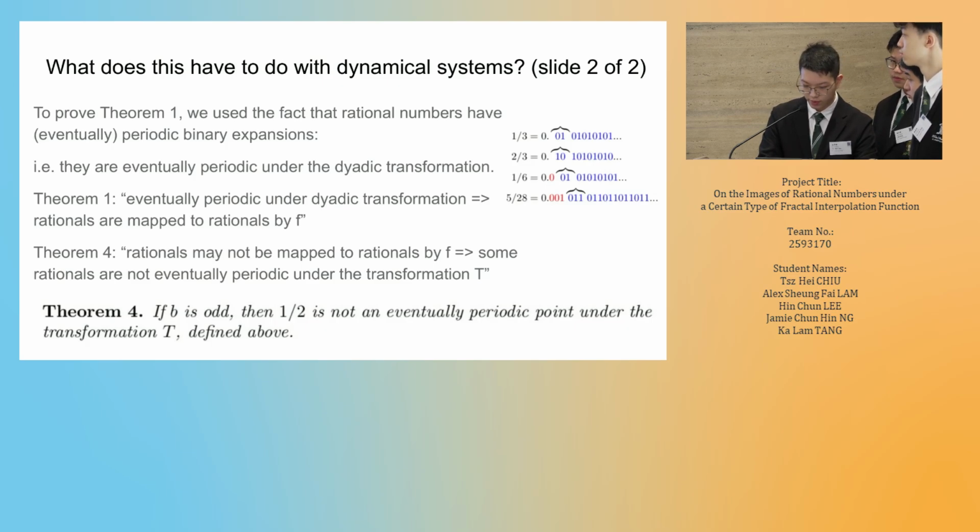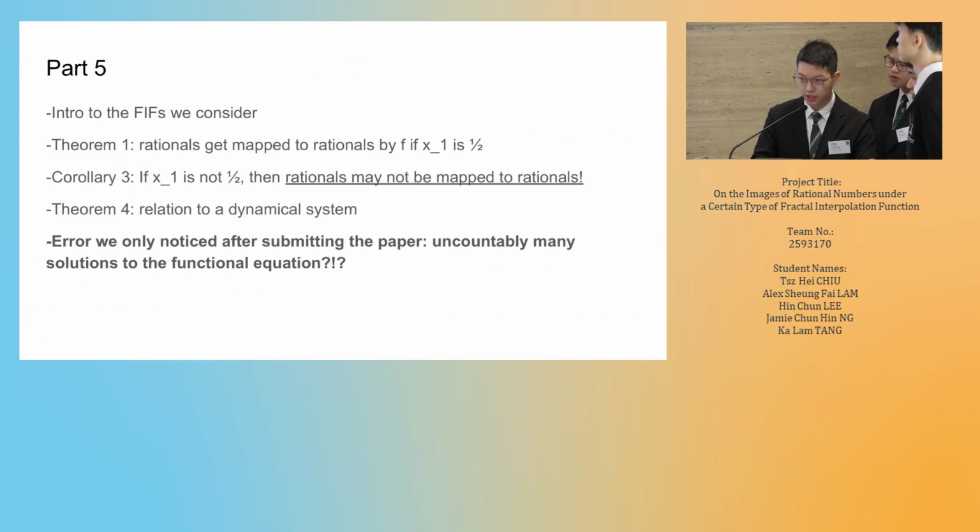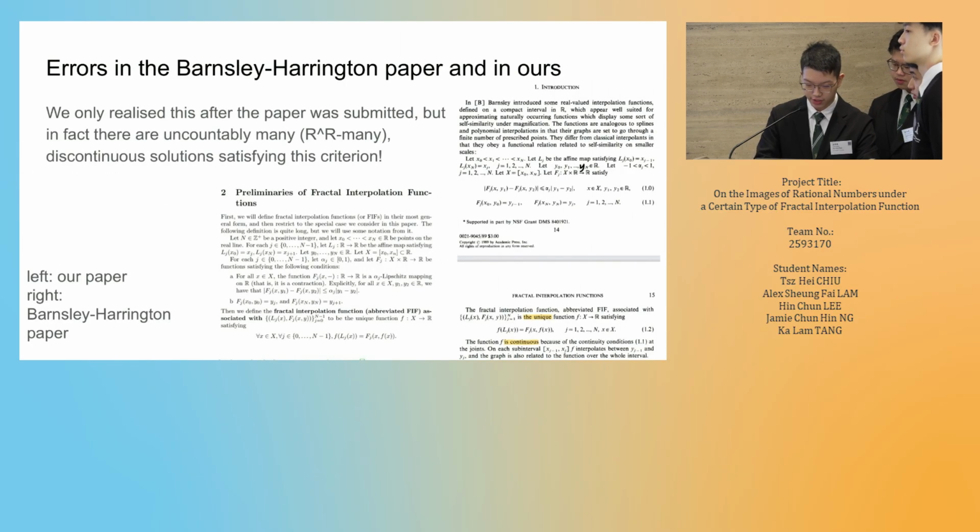So in theorem 1, we use that, for example, P over Q has a periodic binary expansion to show that it gets mapped to a rational. But then because of theorem 3 and corollary 3 and so on, F doesn't necessarily map rationals to rationals. And so we can actually use this to show that rationals are not eventually periodic under the transformation T, which superficially looks similar.